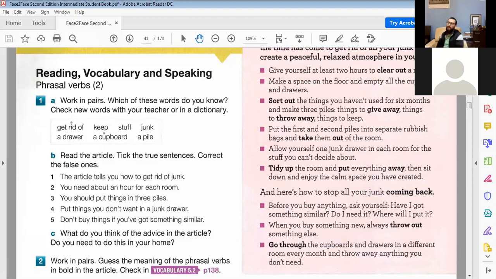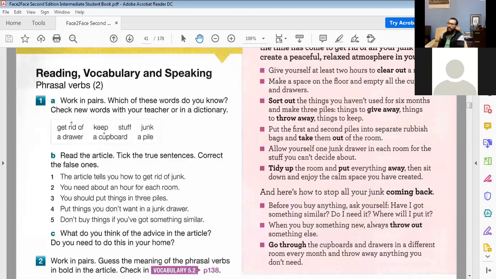But take them out, when you take something out, what do you think? Does it always mean you throw it away? Yes. Do you think maybe it has the same meaning as removing something or moving it from one place to another?